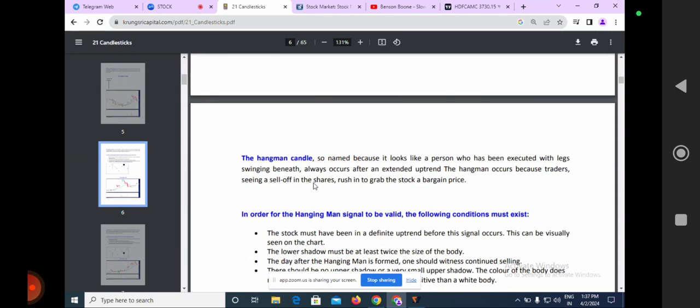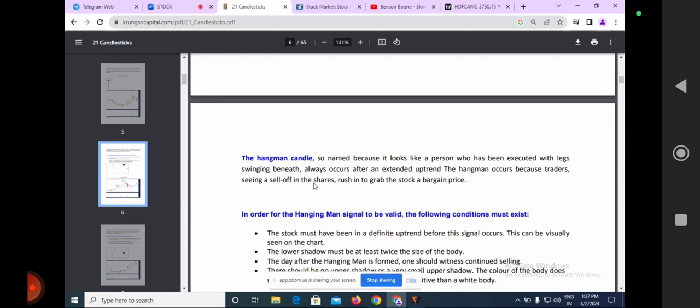Now we understood this doji candle. What is the effect of it when we identify the doji candle? As I told you, when a doji candle is observed, you can expect the market to reverse from the current direction. This is what a doji is all about.